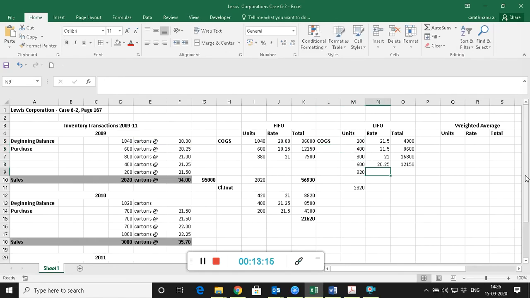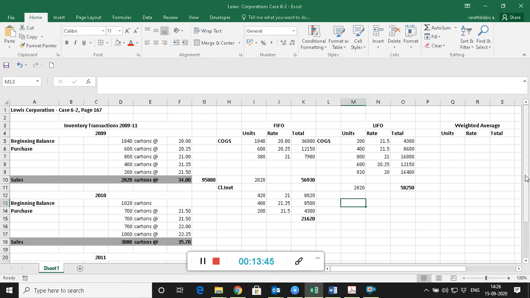When I issue 820, now you can see that my total sales unit is 2820. So these 820 units I'll be issuing at the rate of 20. Therefore the total is 16,400. That makes my total COGS to be 58,250.